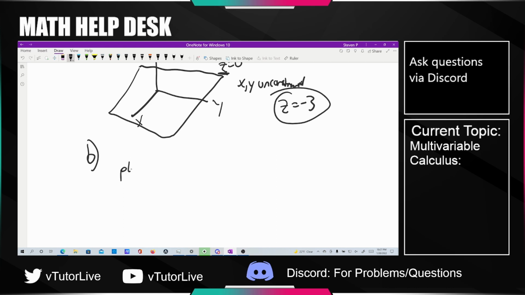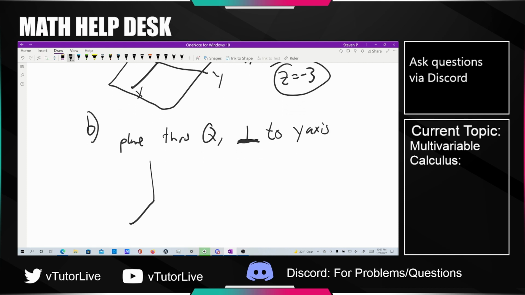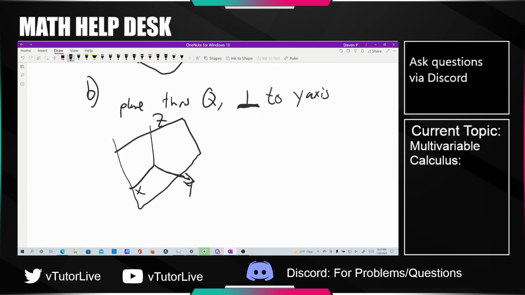So this next plane goes through Q, and it's perpendicular. This is a symbol I like to use for perpendicular. It's just sort of like an upside down T, to the y-axis. So what is that saying? If it's perpendicular to the y-axis, one example would be the plane xz, right? Again, it's kind of hard to draw in 2D, but just imagine the xz plane is an example of something perpendicular to the y-axis.